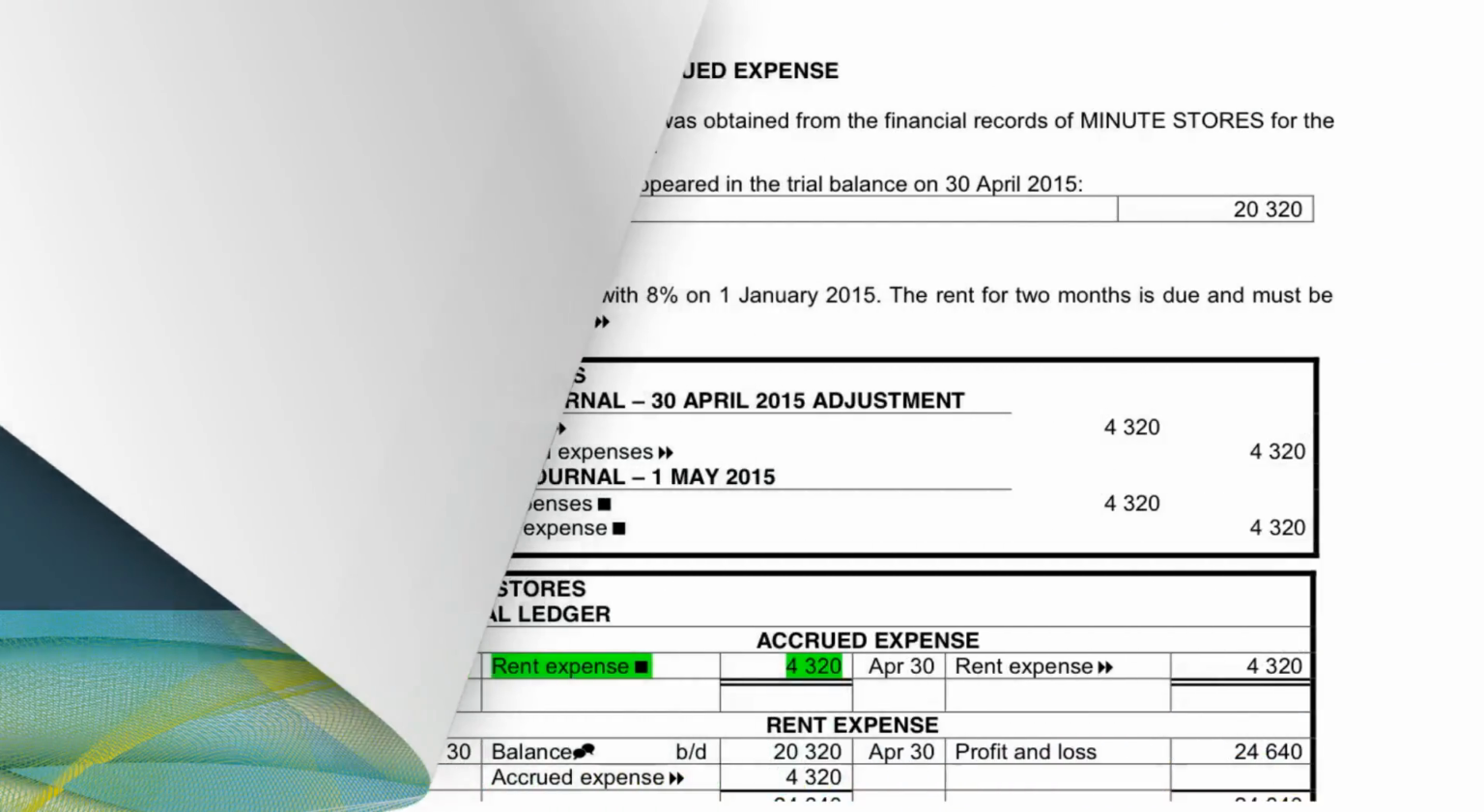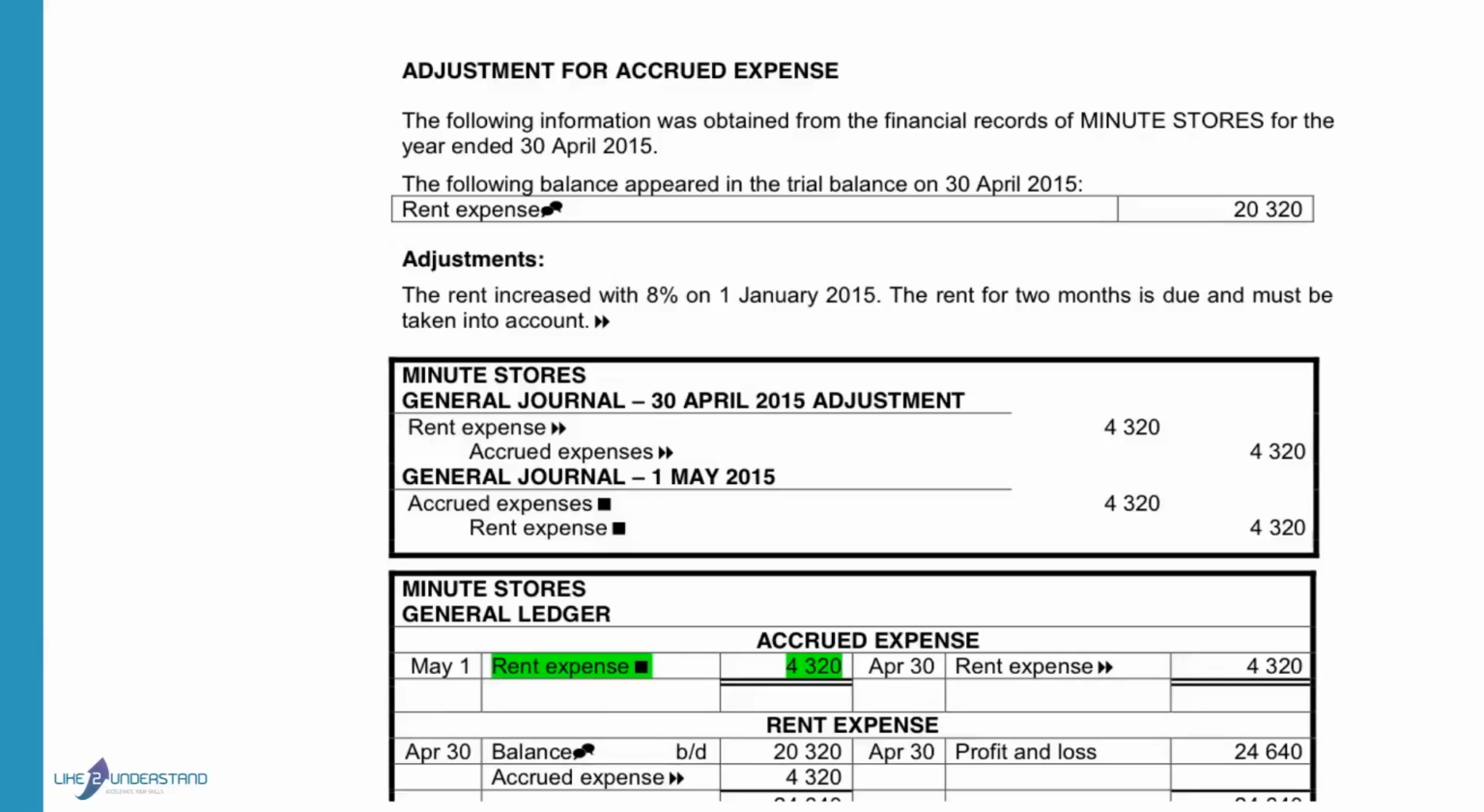Good morning. We will pay attention to adjustments today, and the first adjustment that we will do is accrued expense. The following balance appeared in the trial balance on 30 April for rent expense: 20,320. The figure that appears in the trial balance is the actual amount that was recorded during the year. Every time when rent was paid, the bank was credited, and the rent expense account was debited.